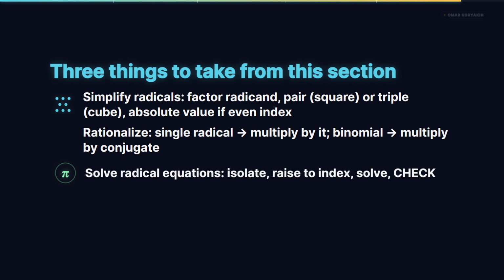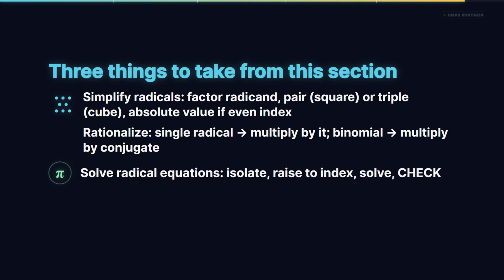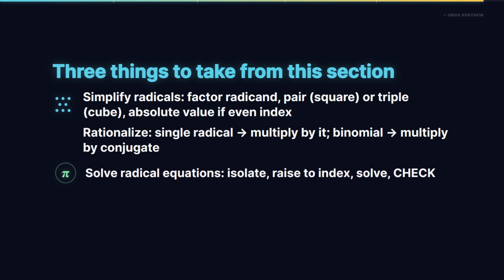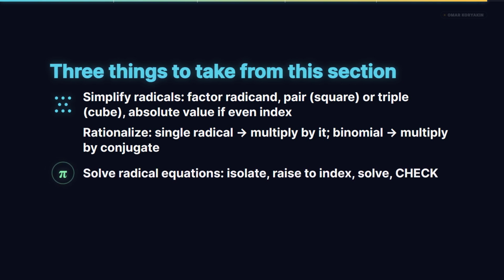Solving radical equations. Isolate the radical, raise both sides to the index, solve the resulting polynomial equation, and always check each candidate in the original. Squaring and other even power operations can introduce extraneous solutions that look right algebraically but fail the original equation.